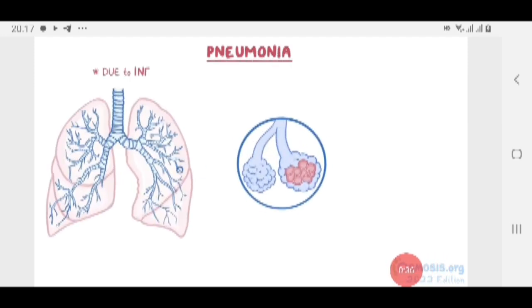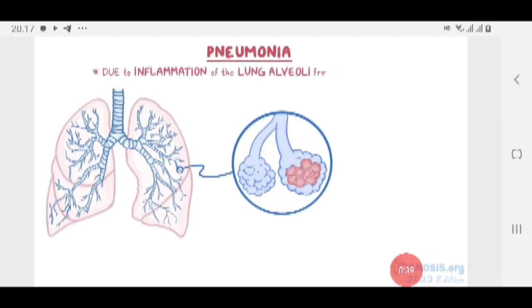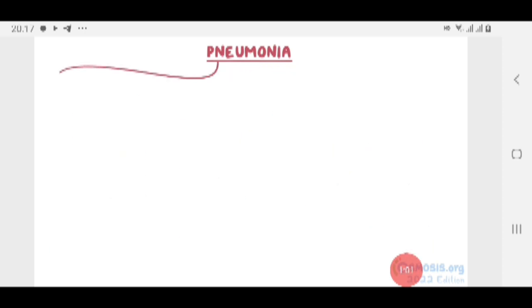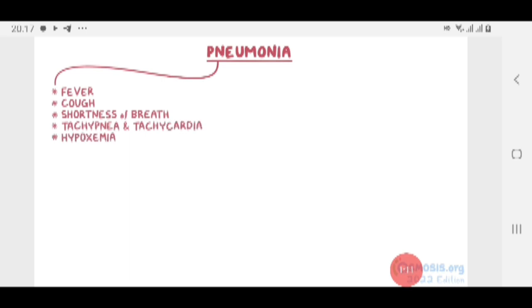Pneumonia is due to inflammation of the lung alveoli from an infection. Typically, fluid that's filled with white blood cells starts to fill up the alveoli. That inflammatory fluid essentially replaces the air that's normally in the alveoli, and that fluid interferes with gas exchange. Pneumonia typically causes a fever, cough, and shortness of breath, along with tachypnea and tachycardia, and occasionally hypoxemia.